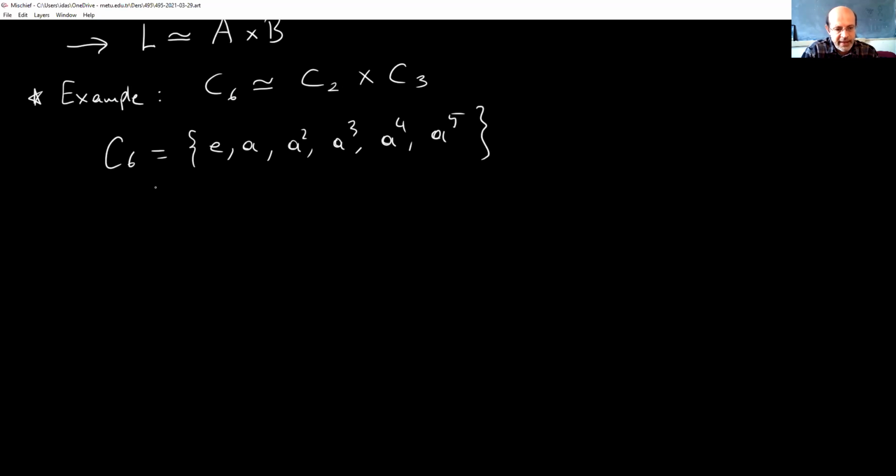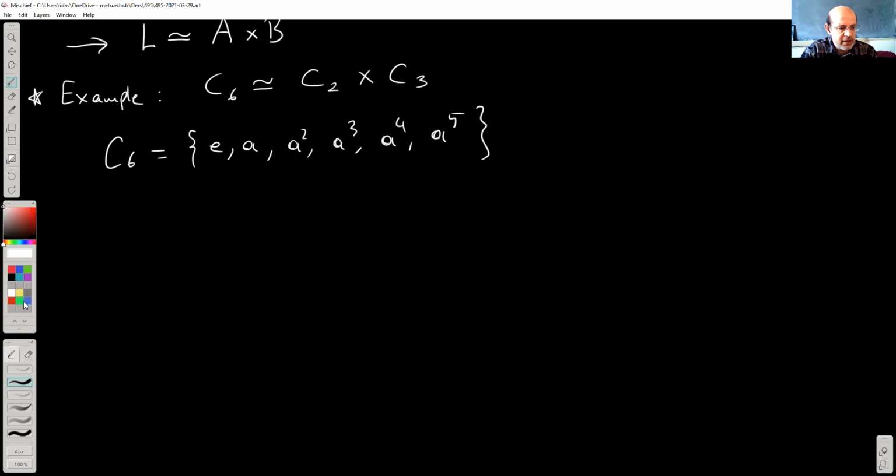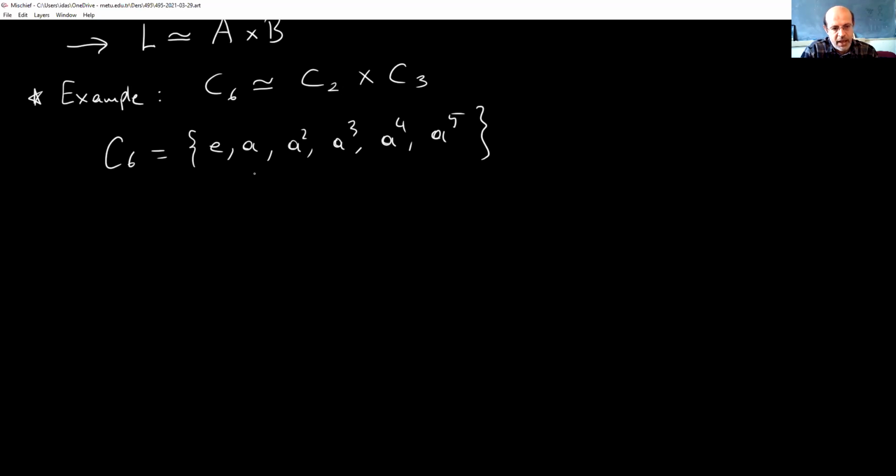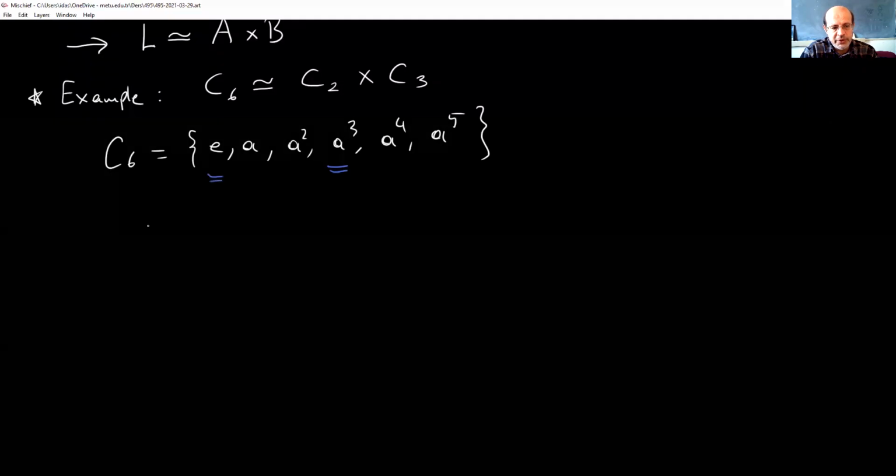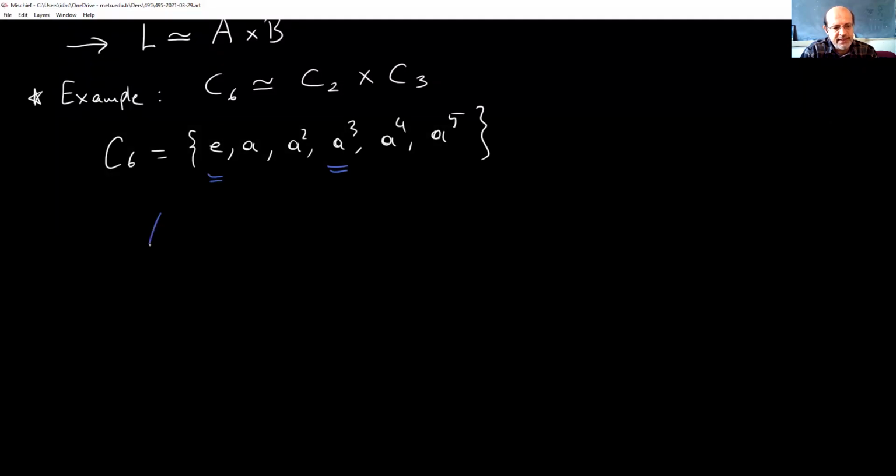Okay, and then let me use a different color here. I can choose, for example, I know that a cube is an element with order 2, so I can define a subgroup from identity and a cube. The identity should be there because all groups should have an identity, and it should be the same identity in here. What else? a cube multiplied with itself gives us identity, so therefore this is a subgroup.